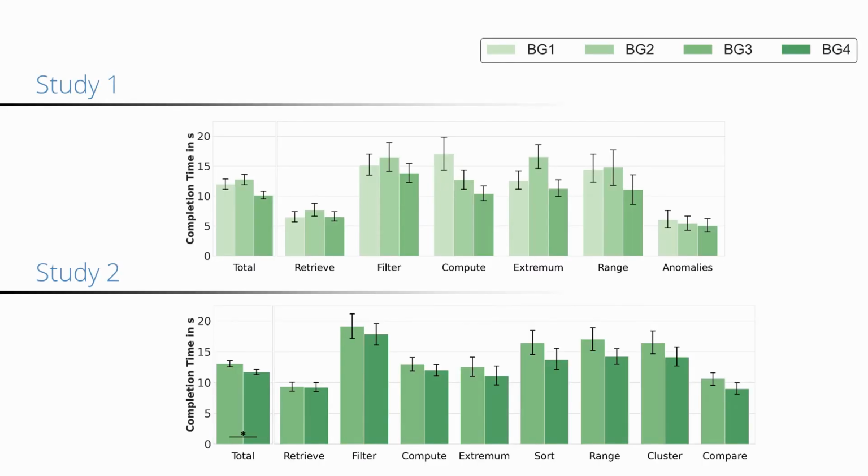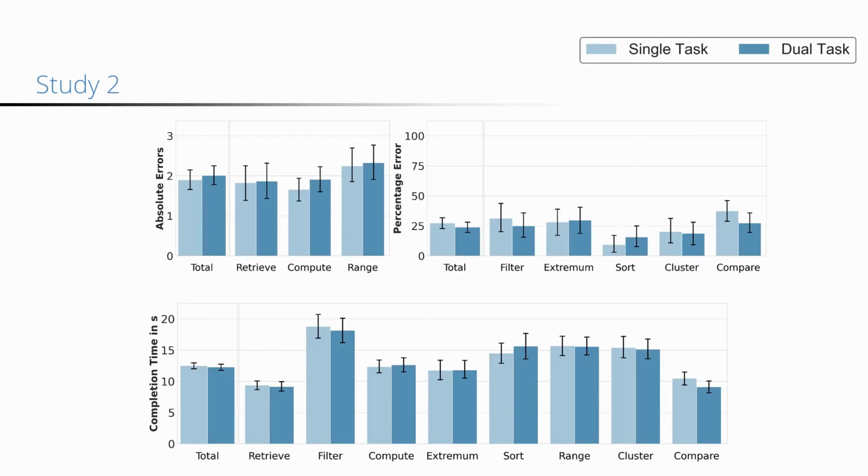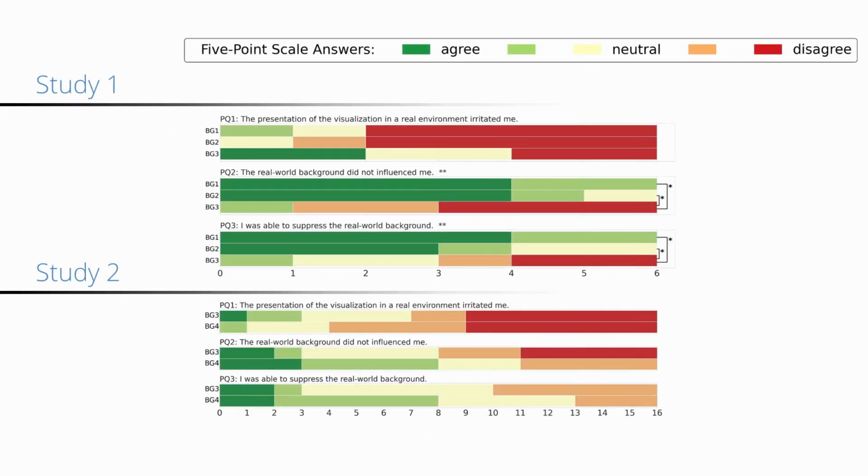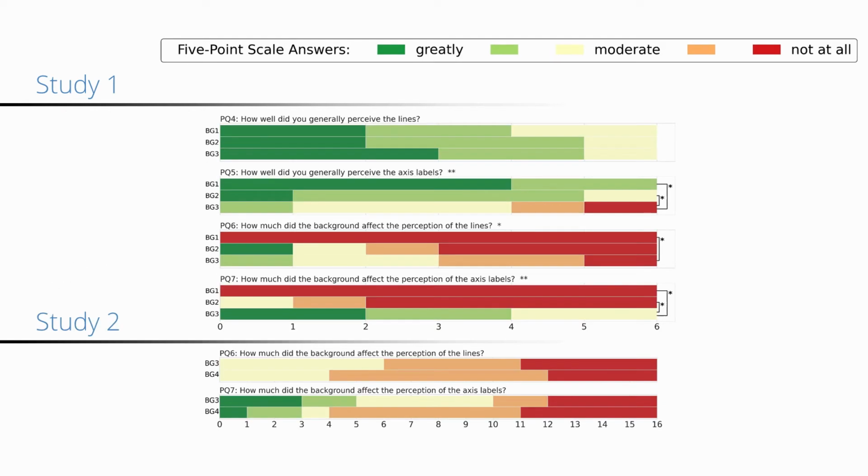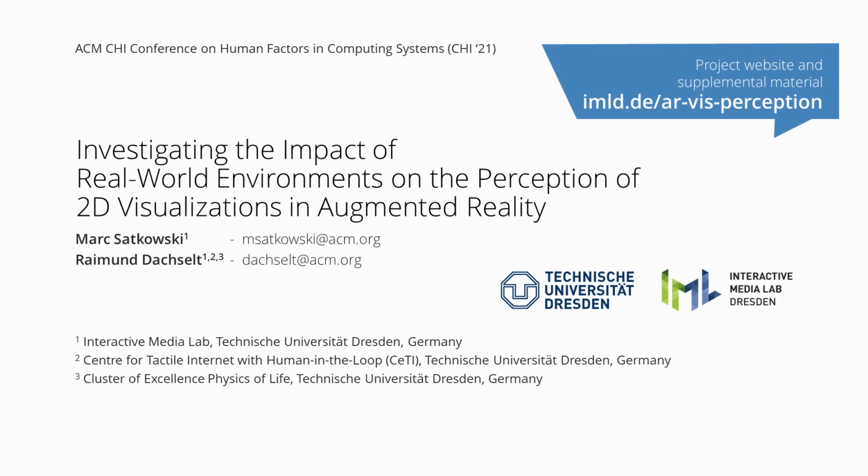However, the task completion time was significantly influenced by the backgrounds, but only for the second study, although the additional secondary tasks showed no influence whatsoever. Overall, the subjects in both studies mentioned that backgrounds with more visual clutter were more disturbing. Therefore, we can see that the perceived influence greatly differs from the measured influence. For an in-depth analysis and more details on the results, please refer to the paper.